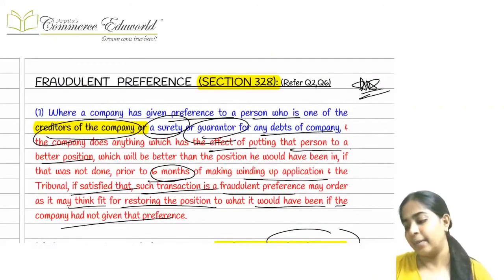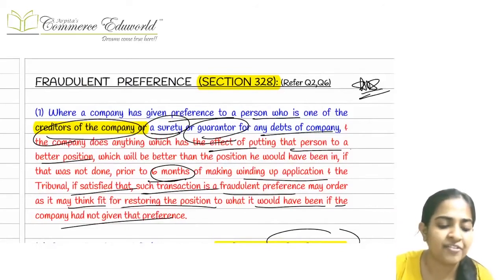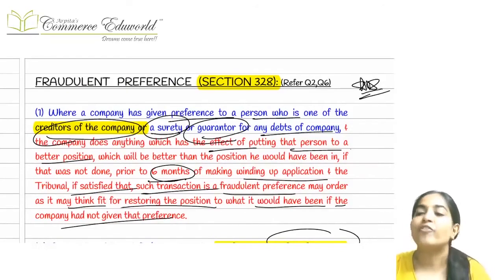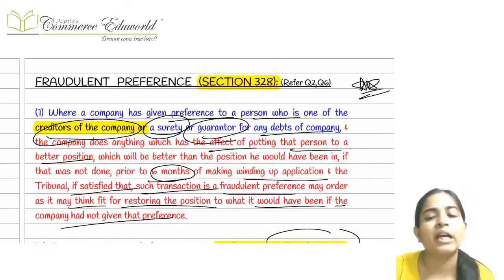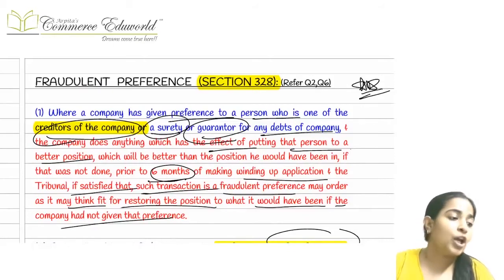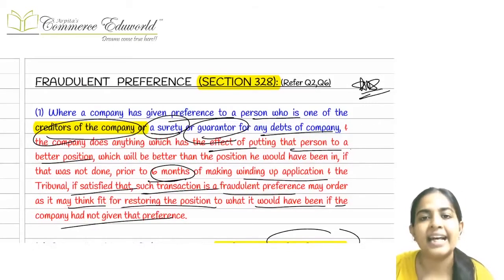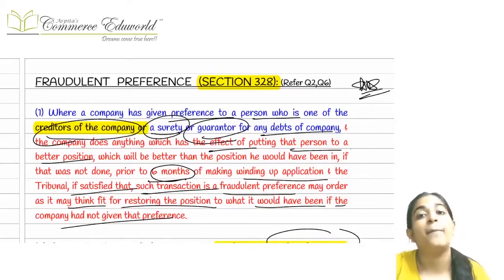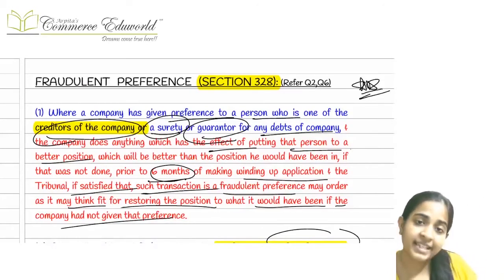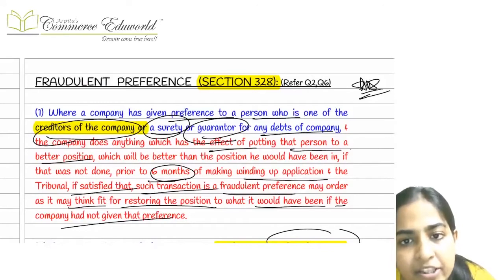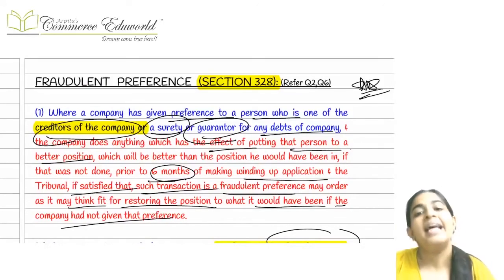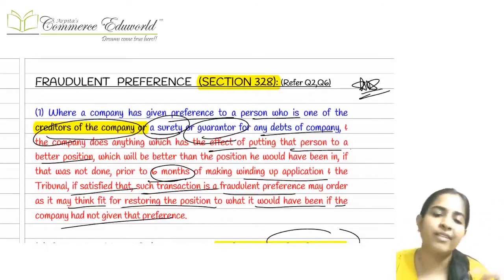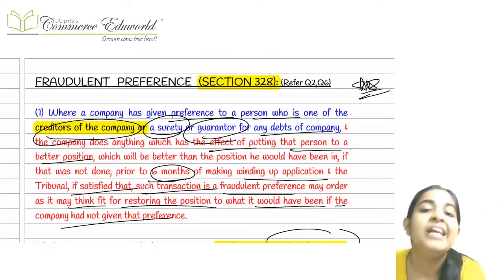Next section is a little important. Section number 328, which we have studied in IBC again. Fraudulent preference. That is, in this sub-section 1 it says that if suppose the company has given preference to any creditors of the company, and it has put that particular creditor in a better position in the preceding 6 months before the winding up had commenced, and if later on we come to know that no, this is not in the ordinary course of business, then the position will be totally restored.